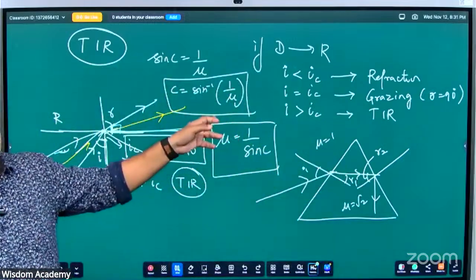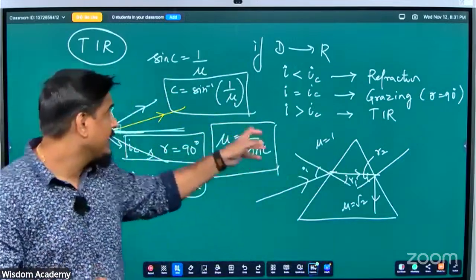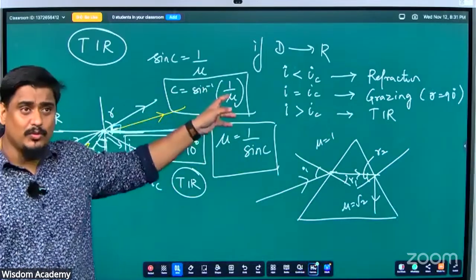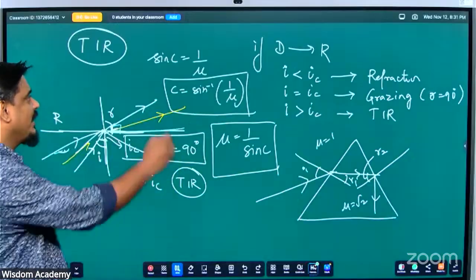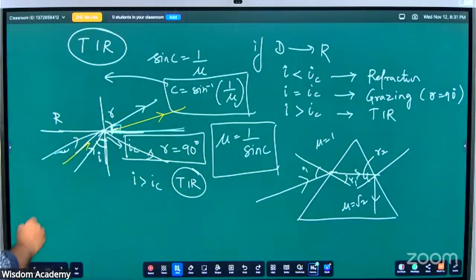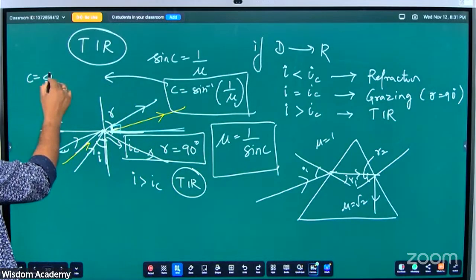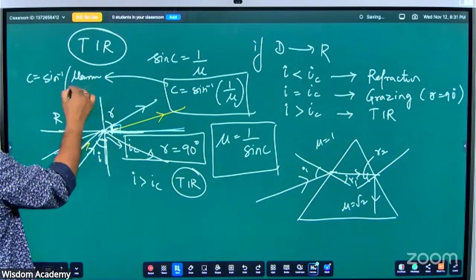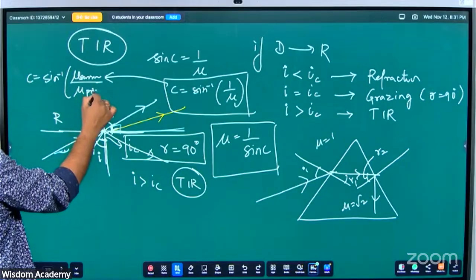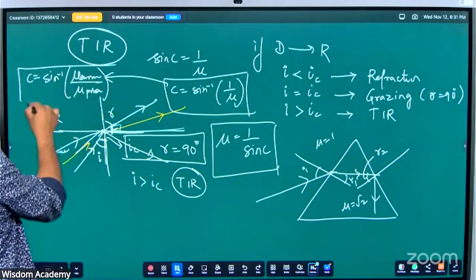One more important thing. One means what, you know? Refractive index of outside medium, air. So if the outside medium is changing, then C will become equal to sine inverse of mu of surrounding divided by mu of prism. Remember this. This is the formula of critical angle.